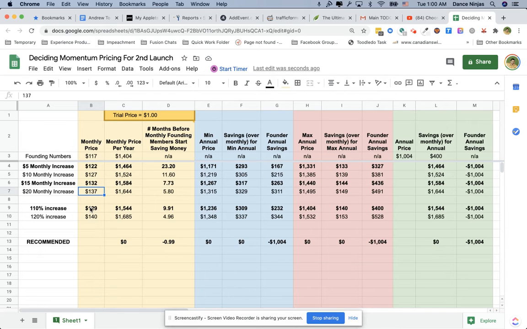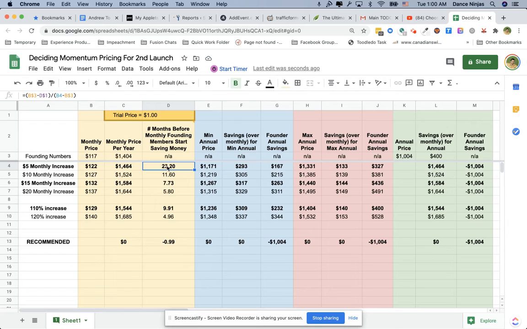The next thing to think about, though, is, well, let me just walk you through. This is the monthly price per year. It's basically this times 12, right? So it's just an annual number that helps calculate other numbers, but not that important to look at.